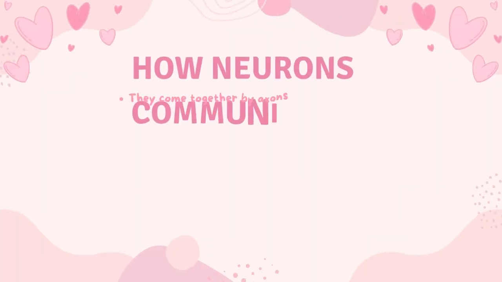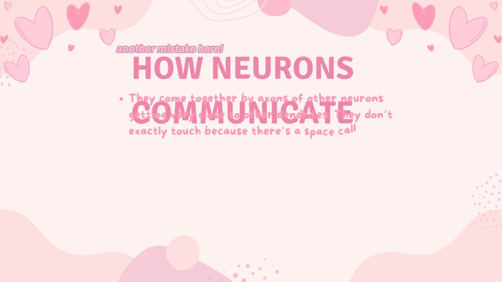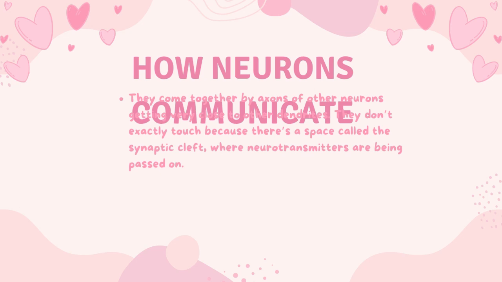How neurons communicate. They come together by the axons of some neurons getting very close to the dendrites of other neurons. They don't exactly touch because there's a space in between them called the synaptic cleft, where neurotransmitters are being passed on. This is also how they communicate, and they send action potentials through one synaptic end bulb and pass it on to other dendrites until it forms a chain-like community. An action potential is a shift in the neuron's electric potential energy caused by the flow of charged particles in and out of the membrane.